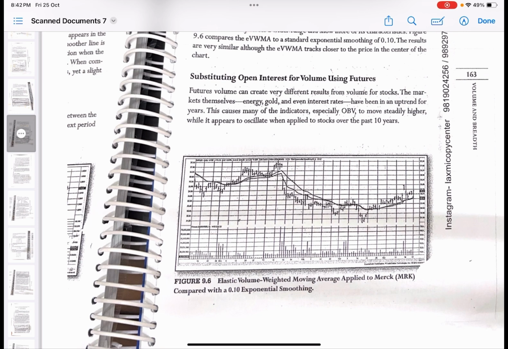So that really happens, and that's the only reason why that happens, because, again, like I just explained, it is not a stock, it is a future, right? And the volume of the future can be different than the volume of the underlying itself.